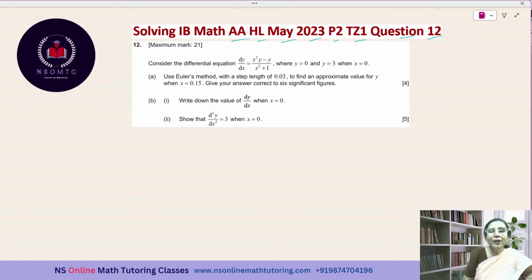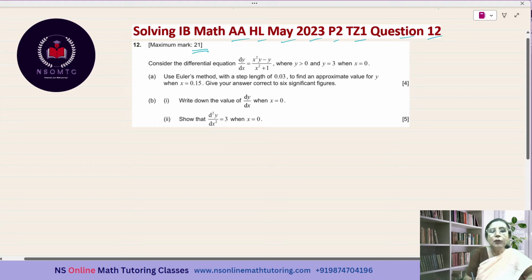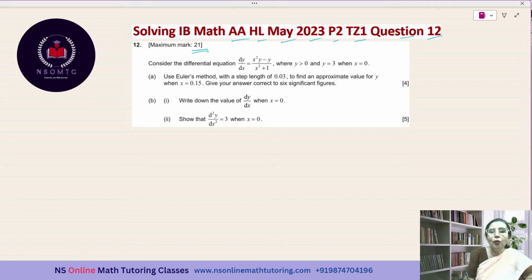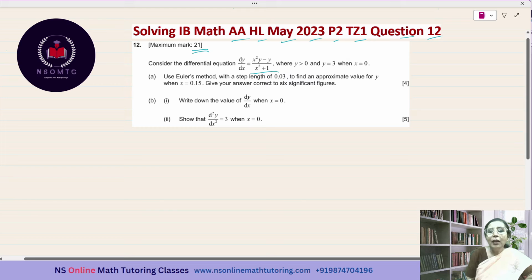So without any further delay, let us start answering question number 12. The maximum mark is 21. It says consider the differential equation dy by dx equal to x square y minus y over x square plus 1, where y is greater than 0 and y equal to 3 when x equal to 0. These are the two x and y values given to us. These are the initial x and y values.